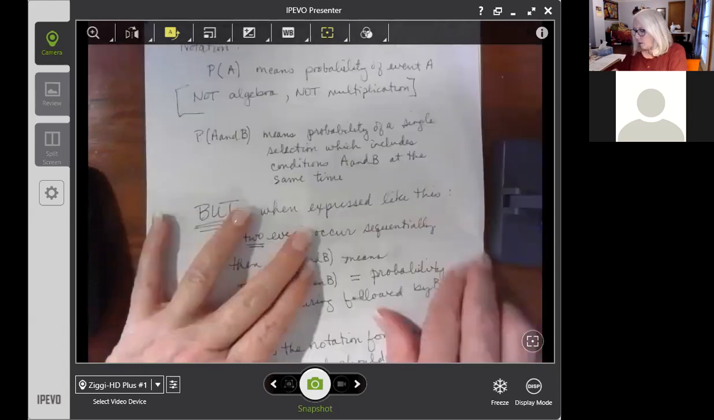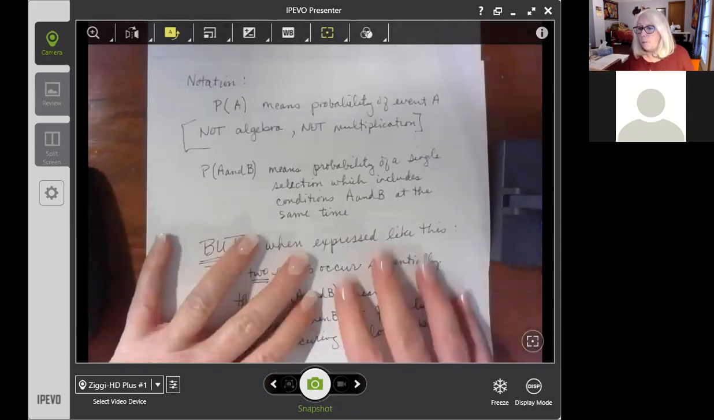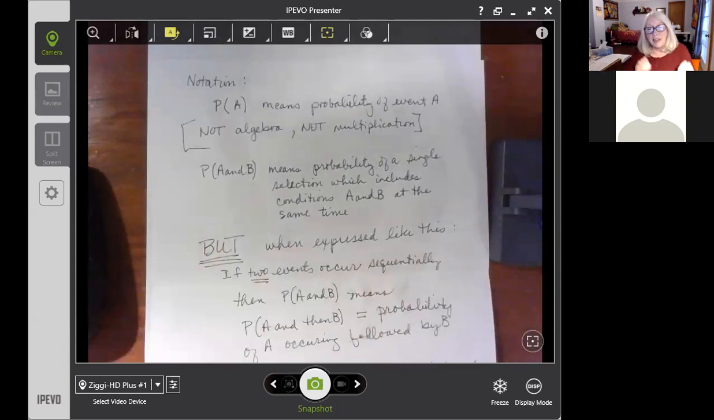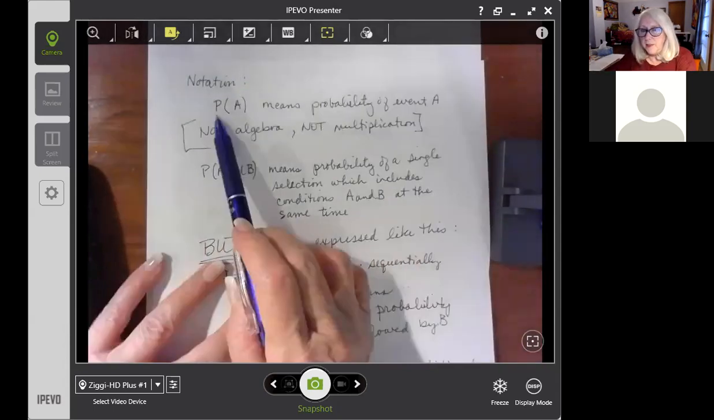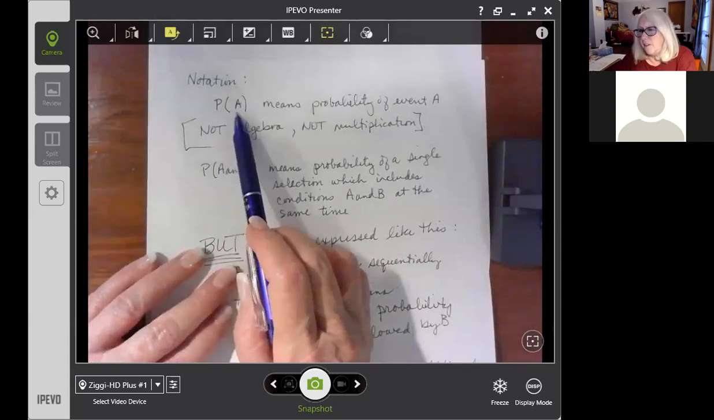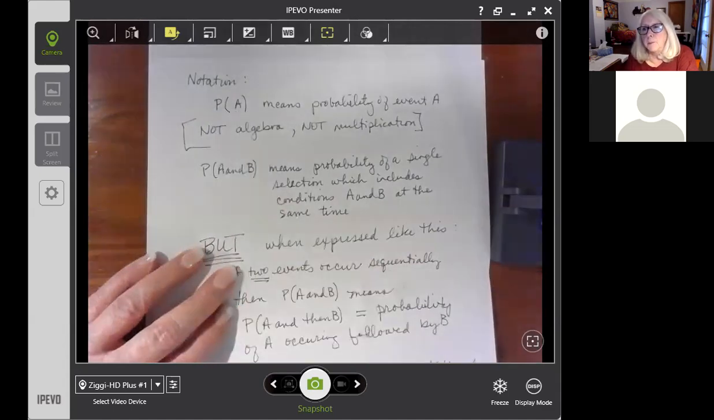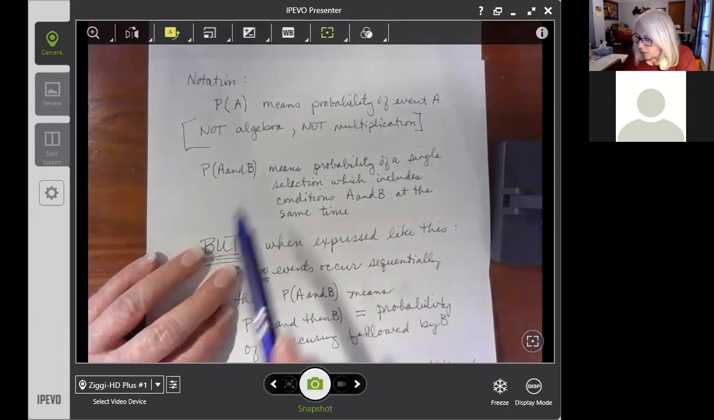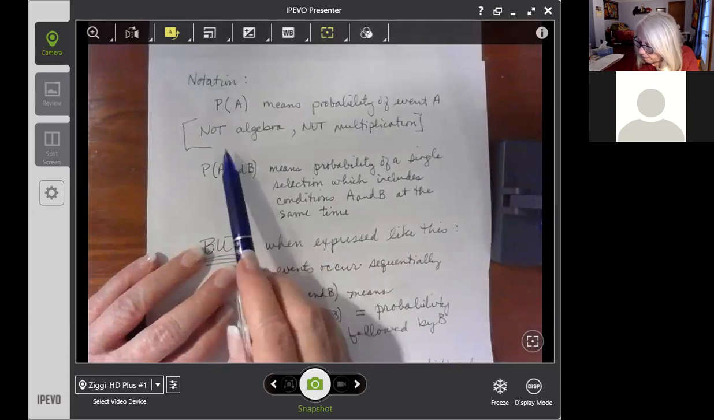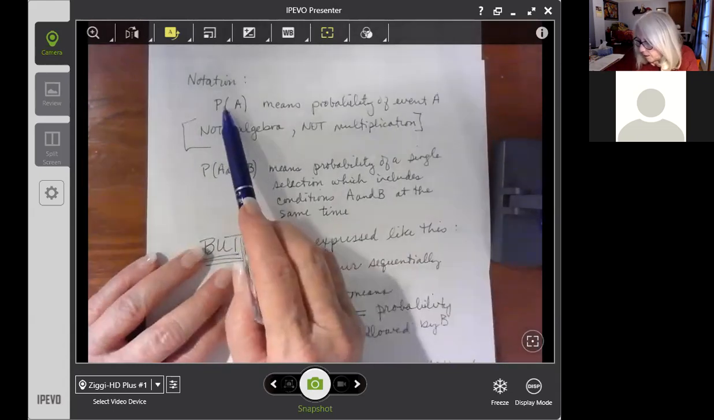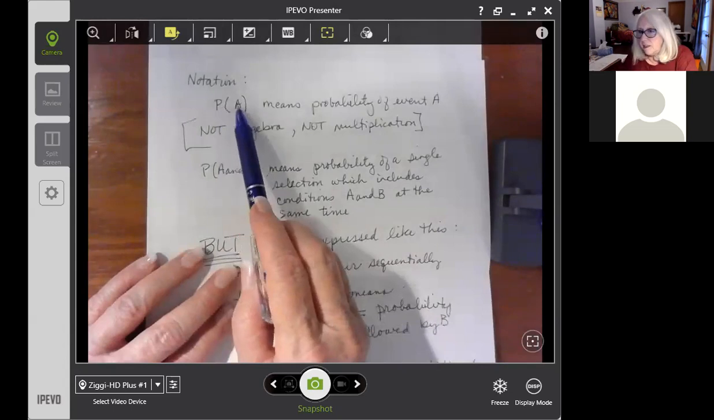So this may not give you guys any problems at all, but it really is problematic for a lot of people. So the notation looks like this in its simplest form. And this means the probability of an event called A, okay? Now, what happens is people know they're in a math class, so they think algebra, right? And so they're thinking, okay, this is a capital P that means something, symbolizes something, times an A. It's not that at all.